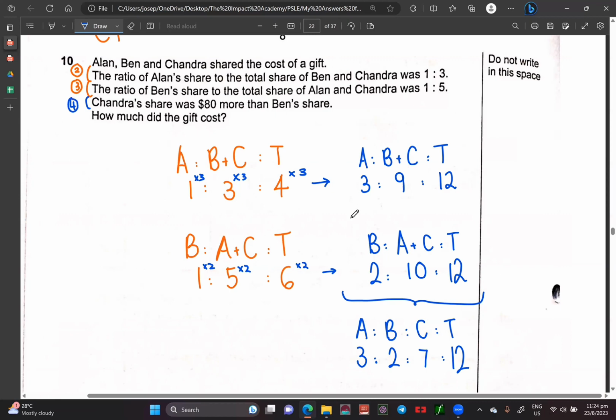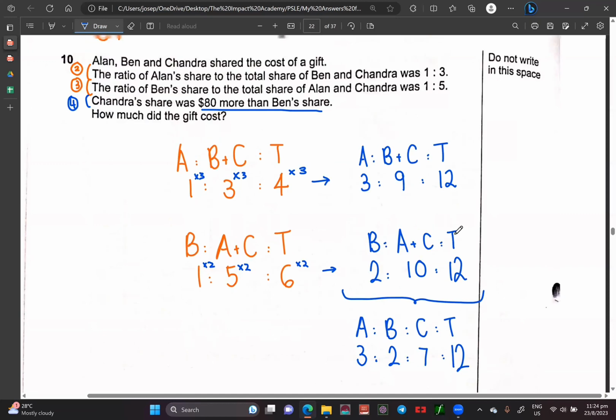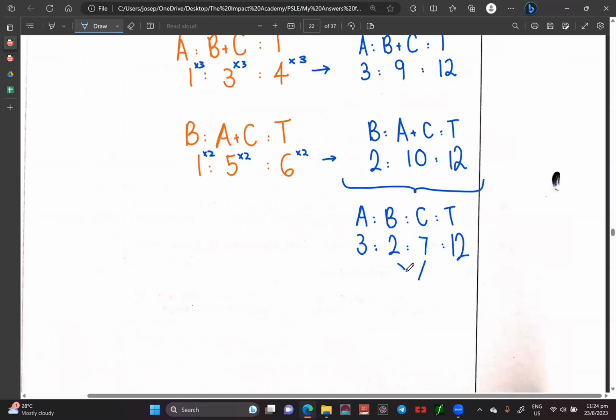It says that Chandra's share was $80 more than Ben's share. So let's fix our eyes on Chandra and Ben. We are just going to focus on Chandra and Ben. And we know that their difference is basically 7 units minus 2 units, which equals 5 units. Okay, and so we can confidently say that this 5 units is the difference, and therefore the difference is $80. We find our one unit first. Okay, that gives me $16.